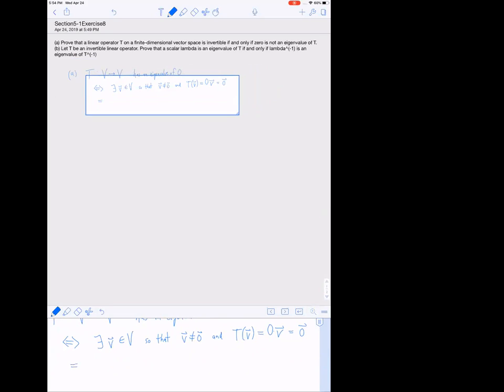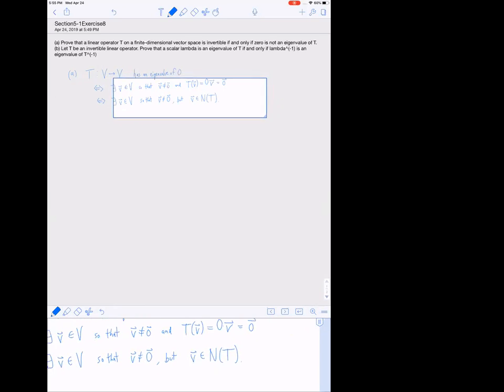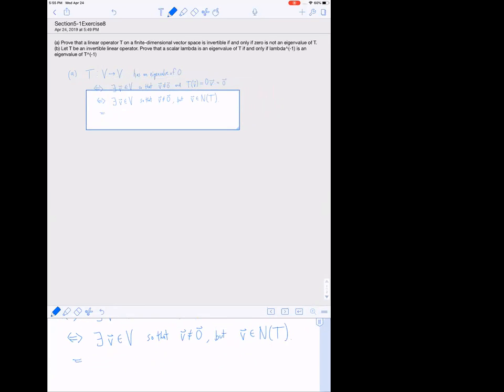Well, that, of course, is true if and only if there exists a v in the vector space so that v is not the 0 vector, but v is in the null space of T, because that's what the null space is. It's the set of all vectors that get sent to the 0 vector by T. So in particular, that means that the null space of T is not only the 0 vector. There's something else in there.